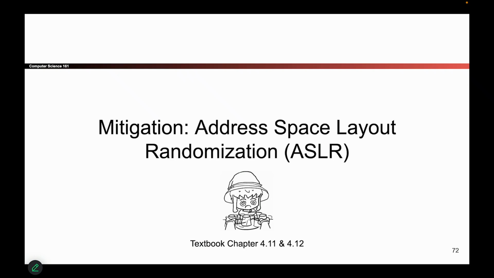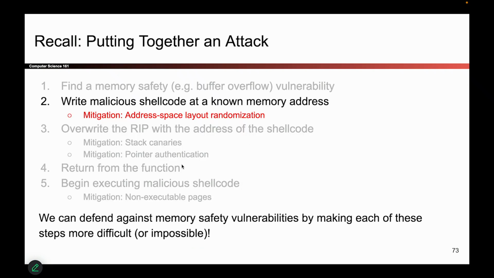OK, the last mitigation we will talk about is something called address space layout randomization, or ASLR. So going back to our favorite picture, where we talk about the steps of an attack, we have learned how to make it harder to execute shellcode by adding non-executable pages. We have learned how to make it harder to overwrite the RIP by adding stack canaries and pointer authentication so that attackers that write from bottom addresses higher up will clobber out those secret values.